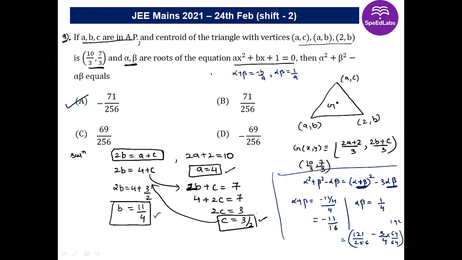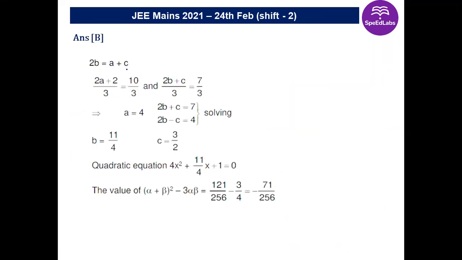Okay, so again this question was also straightforward, but a little lengthy, you have to do the calculation correctly, otherwise you can lose marks over here. So the correct answer will be minus 71 upon 256 over here. Okay, just a second. Yes, correct, minus 71 upon 256. Let's move on, here the answer will be a. Actually it's coming minus 71 upon 256.